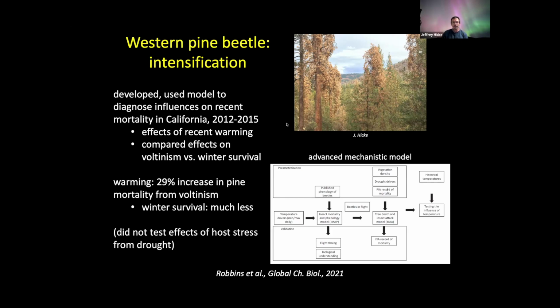But they didn't test the effect of the drought. The drought caused host stress, of course, that led to more susceptible conditions. So that might be an avenue of future research.